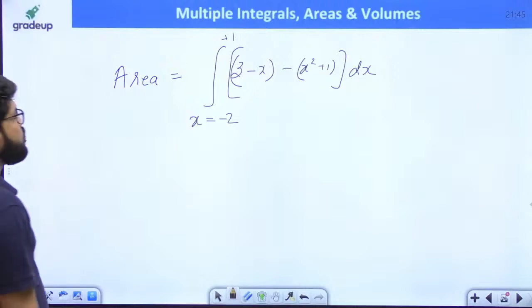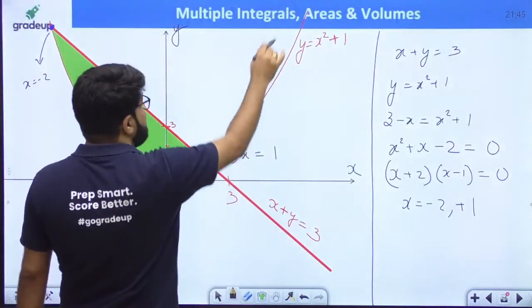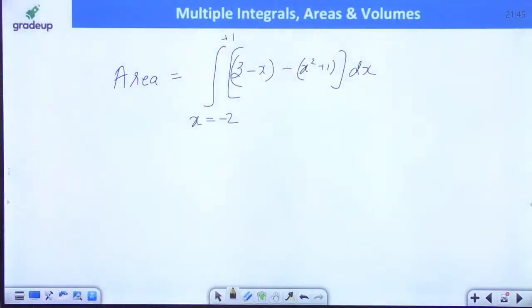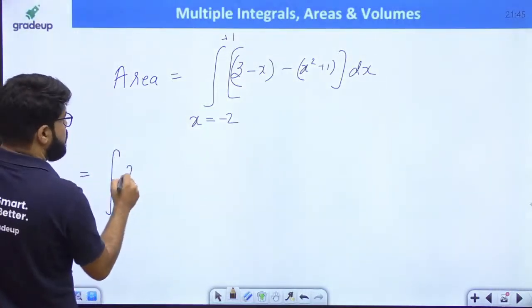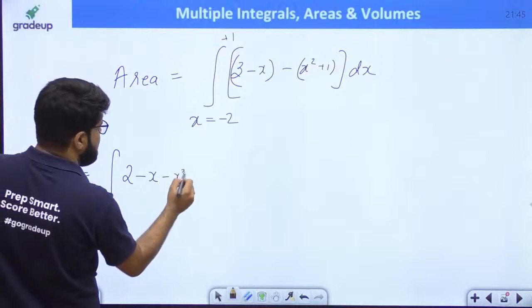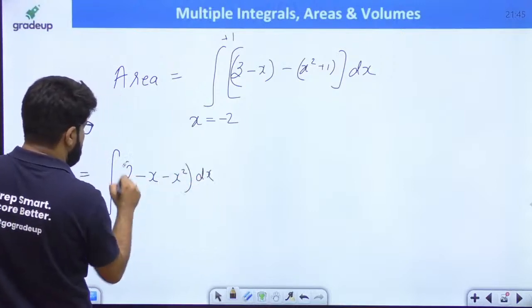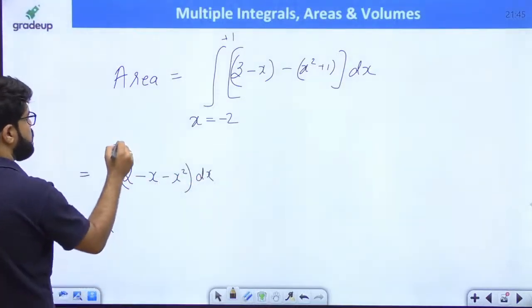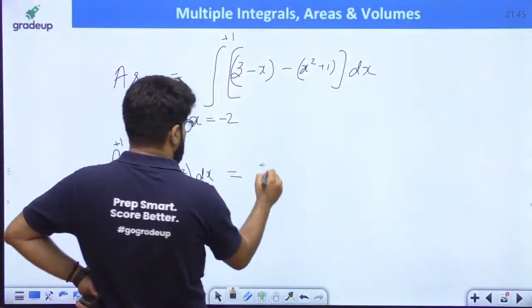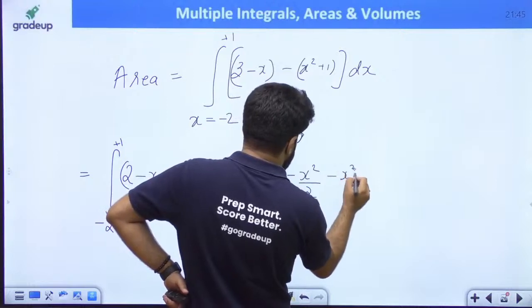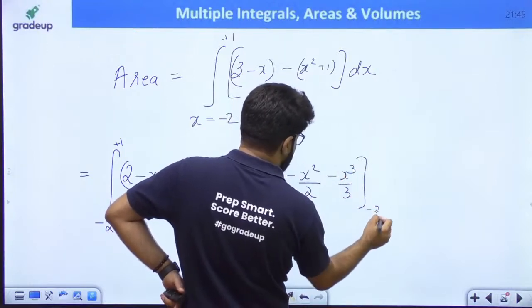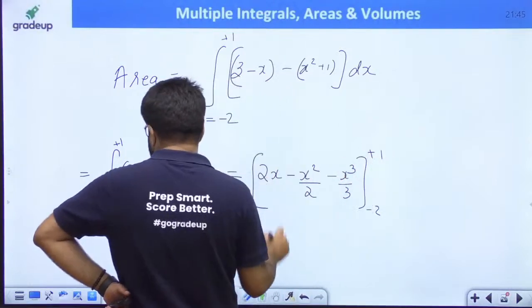Integral from x equal to minus 2 to 1, upper function minus lower function, where the lower function is x square plus 1. So this is equal to the integration of 3 minus 1, that is 2, minus x square dx. Solve this integration quickly. The limit is minus 2 to 1, and this is equal to 2x minus x square by 2 minus x cube divided by 3, lower limit minus 2, upper limit plus 1.